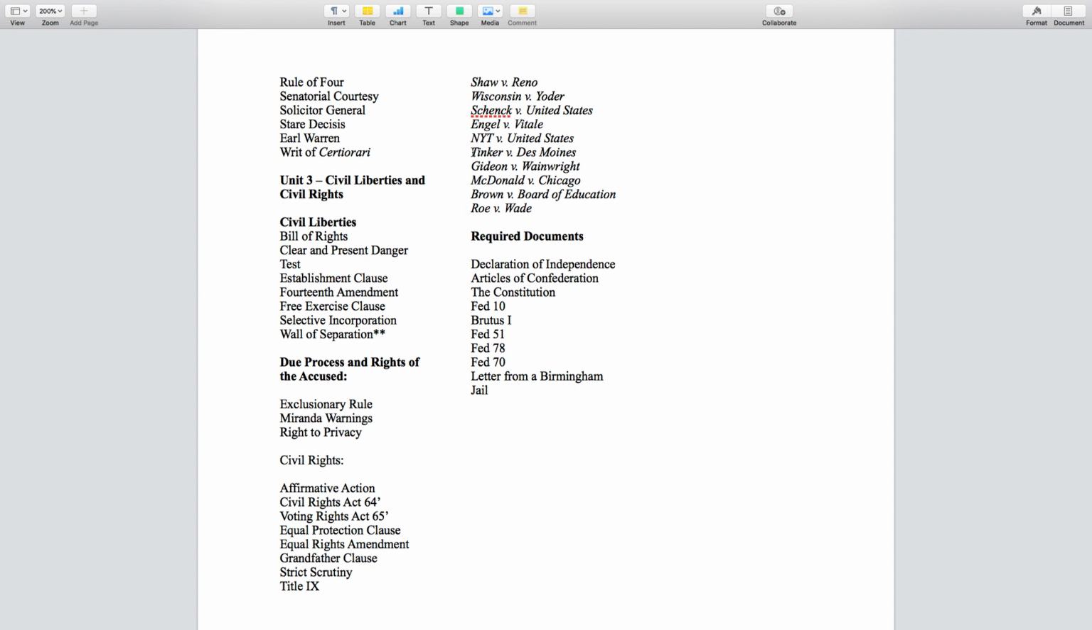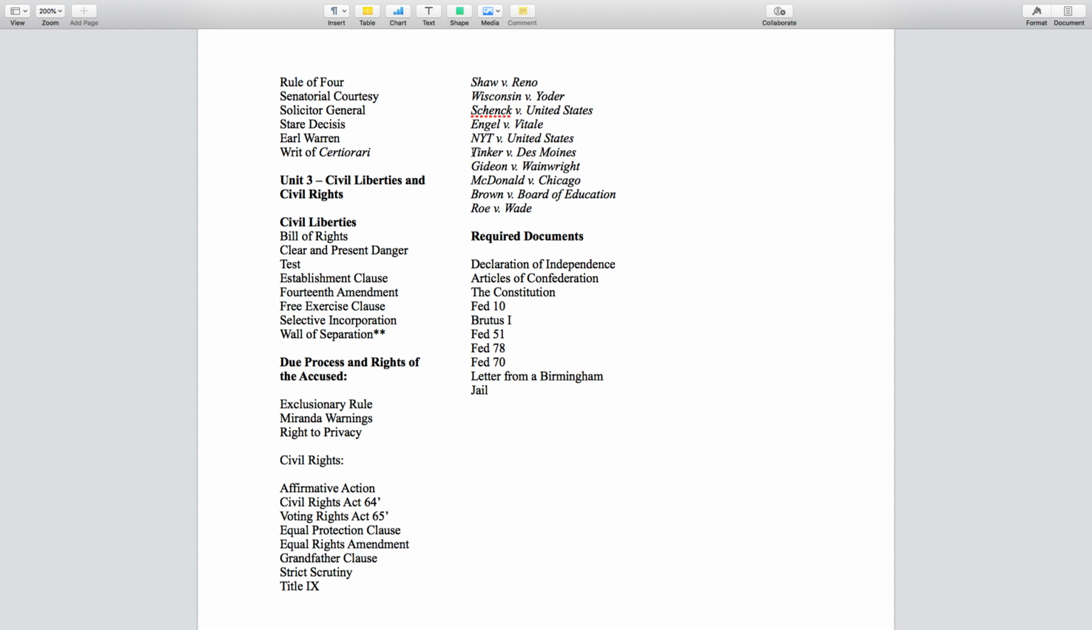Roe v. Wade, right to privacy. Okay, it does. In a previous court case, which is not required, which was called Griswold versus Connecticut, they ruled that yes, a right to privacy does exist. And then in Roe v. Wade, they say this right to privacy extends to women and their reproductive rights.